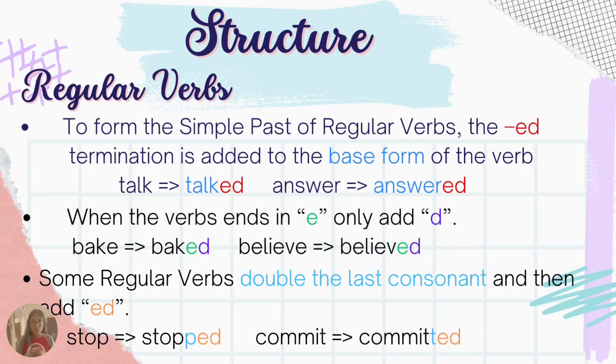And this is the structure of the regular verbs. To form the simple past of regular verbs, the ed termination is added to the base form of the verb. For example, talk, talked; answer, answered. When the verbs end in the letter E, only add the letter D. For example, bake, baked; believe, believed. And some regular verbs double the last consonant and then add the termination ed.